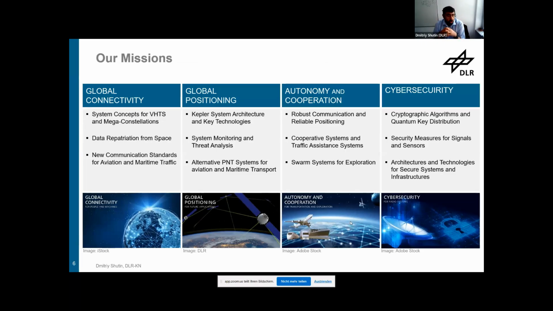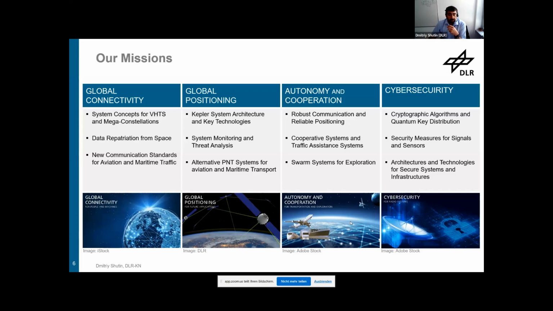The four major topics on which we work cover, of course, communication, meaning global connectivity, so satellite communication systems, development of new communication standards, cybersecurity, of course, and global positioning and navigation systems, meaning basically everything that is related to satellite navigation, GNSS, mainly, of course, Galileo, but also GPS, BeiDou, GLONASS.